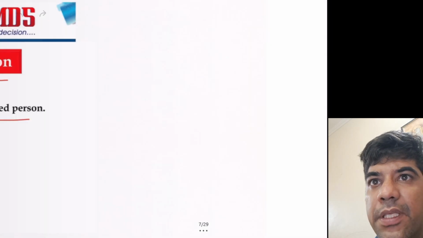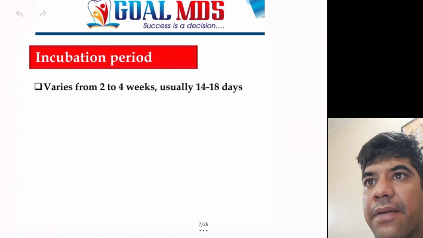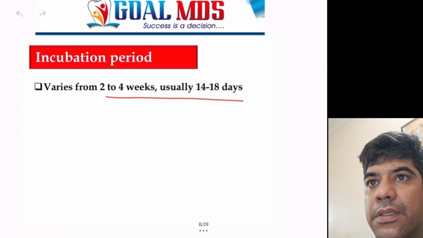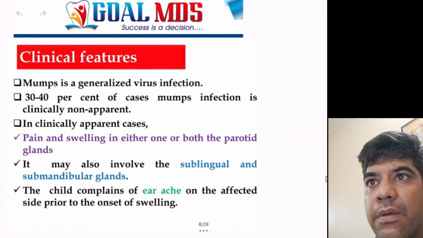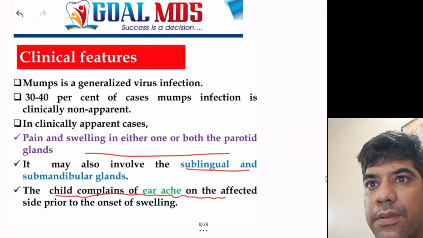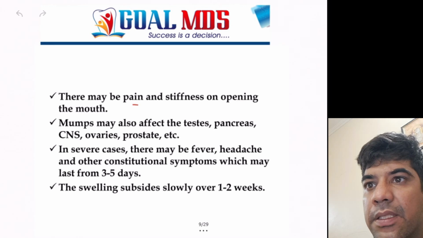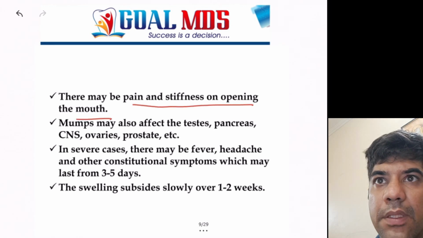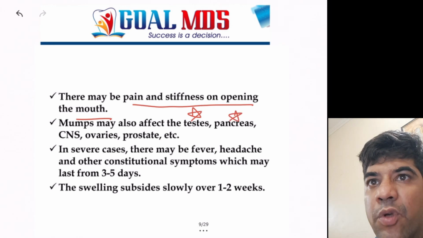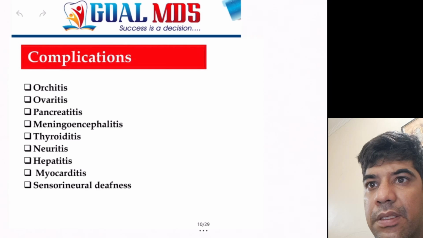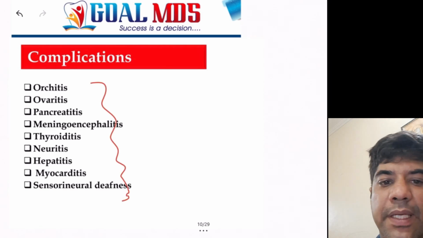The mode of transmission is droplet infection or direct contact with the infected person. The incubation period may vary from 14 to 18 days. The child usually complains of earache on the affected side prior to the onset of swelling. There may be pain and stiffness on opening the mouth. It involves the testes, pancreas, CNS, ovaries, and prostate. The swelling subsides over 1 to 2 weeks.